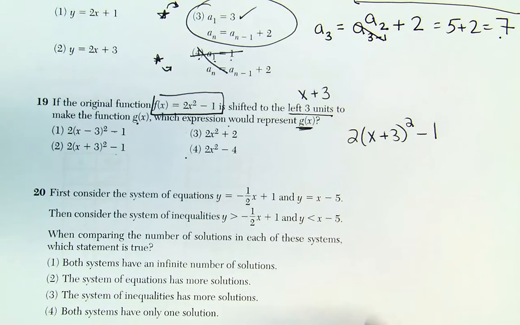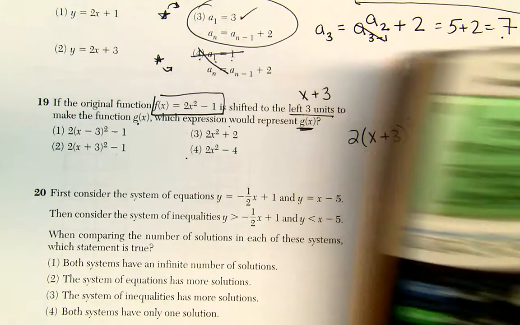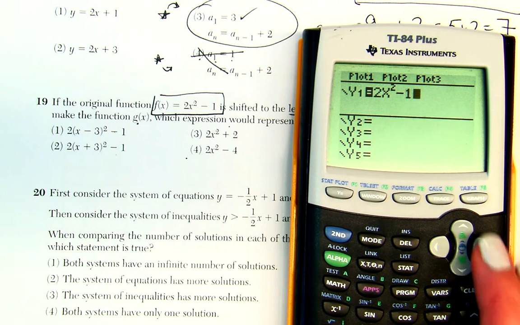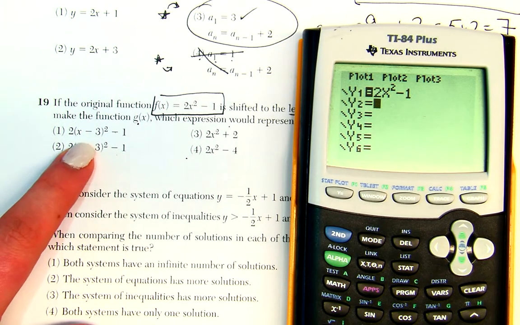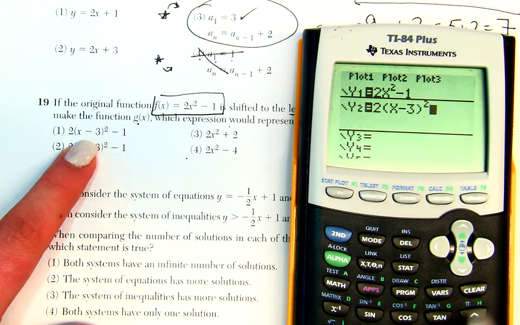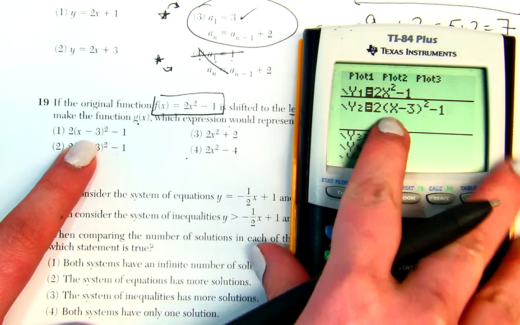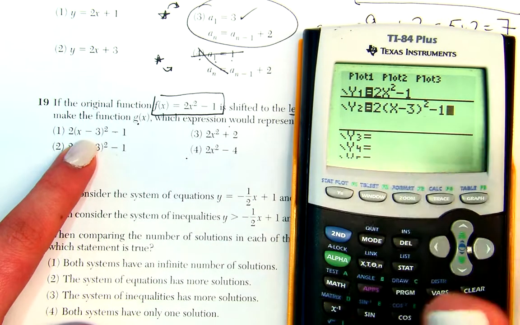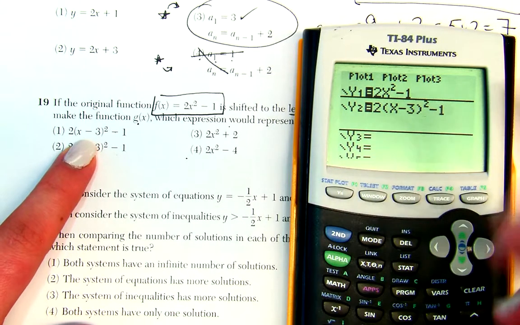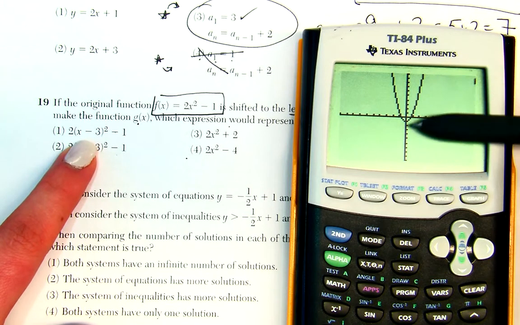We can verify this just by taking a look at our graphing calculator. So let's go to y1. We're going to type in 2x squared minus 1. And let's try choice 1: 2 parentheses x minus 3 squared minus 1. Let's take a look at the graph. Now remember, the order in which you have this plugged in is the order it will graph. So I should see y1 being plotted first, and then following will be y2. So y1 graphed as follows.